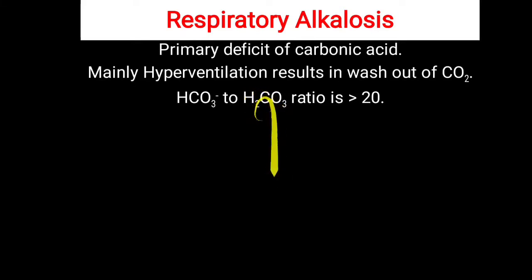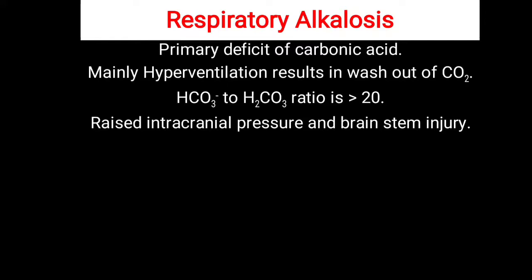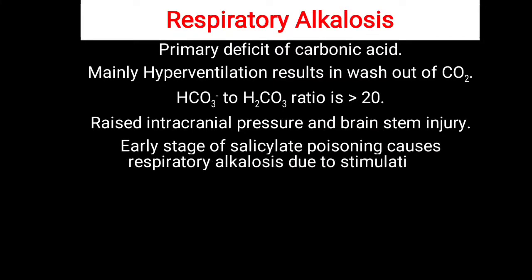This decreased concentration of H2CO3 will lead to an increased ratio of more than 20. Normally this bicarbonate to carbonic acid ratio is 20, but this ratio will increase due to washout of carbon dioxide and decreased concentration of carbonic acid. According to the Henderson-Hasselbalch equation, pH of our blood is equal to pKa plus log of base, bicarbonate, to acid, carbonic acid. Raised intracranial pressure and brainstem injury also lead to hyperventilation and create respiratory alkalosis.